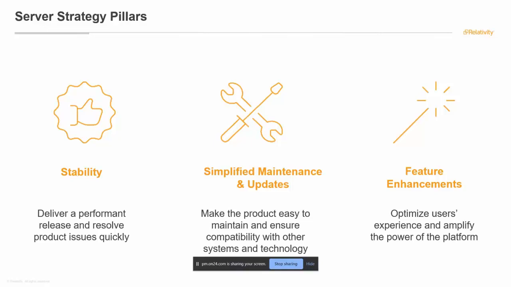Our pillars for server include stability: delivering a stable, performant Relativity Server release with a commitment to fast resolution for product issues that arise. Simplified maintenance and updates: we aim to reduce stress for your infrastructure teams by making the product easy to maintain and ensuring compatibility with current operating systems, databases, frameworks, and browser technology. Feature enhancements: we continue to add features and functionality that optimizes all users' experience and amplifies the power of the platform overall.